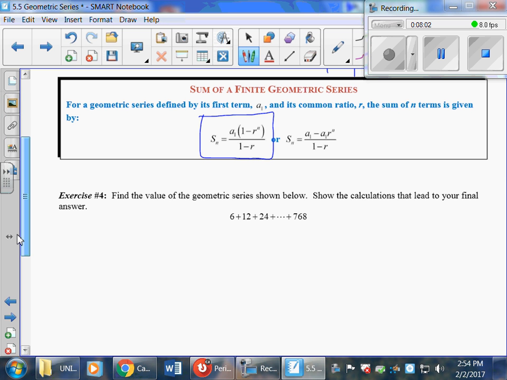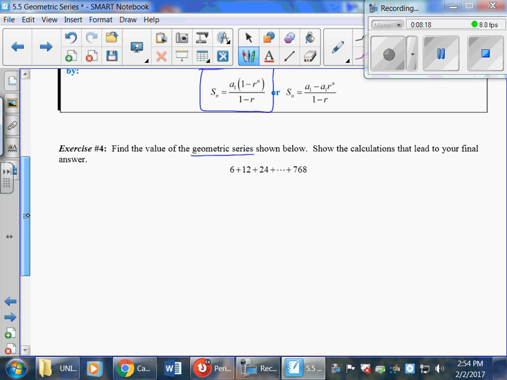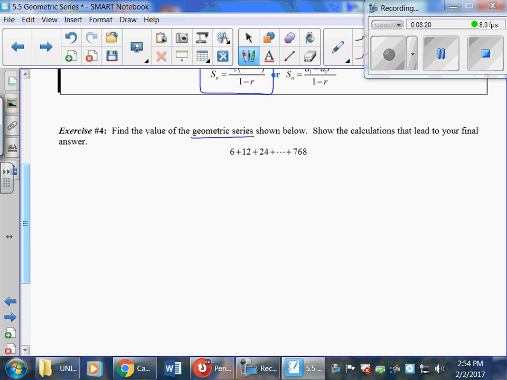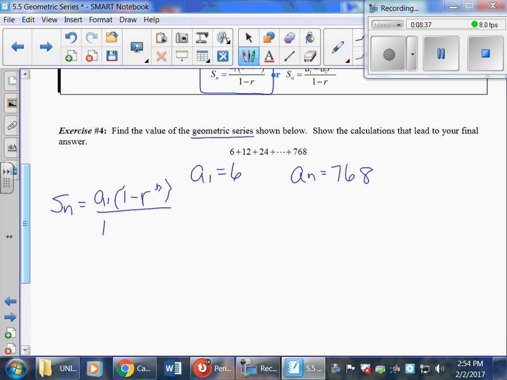So in exercise number 4, we're asked to find the value of the geometric series shown below. Show the calculations that lead to your final answer. In other words, don't do the whole thing in your calculator because you won't get credit for the whole thing. So I know that a sub 1 is equal to 6, and I know that a sub n is equal to 768. The next thing I do is write down the formula I need, a1, 1 minus r to the n, all over 1 minus r.